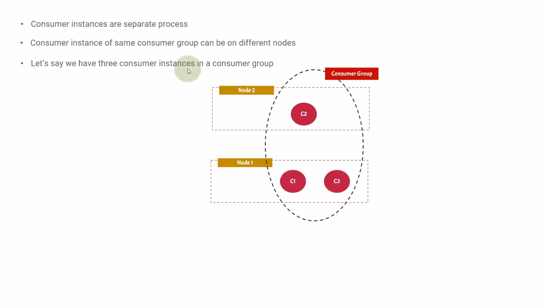It is very important for you to understand that if you are creating consumer instances inside a Kafka cluster, then the consumer instances which belong to the same consumer group can exist on different machines. It is not that all the consumer instances for a consumer group will be present on a single machine, because we are using a Kafka cluster, so it is distributed.